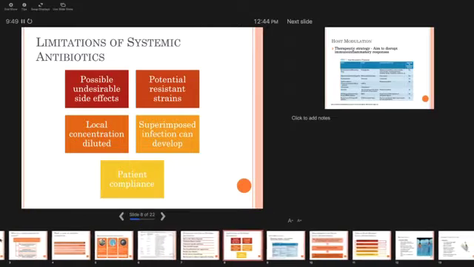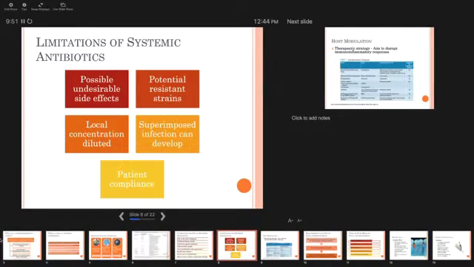Now, of course, there's limitations, as there are with anything. Some of the limitations with systemic antibiotics are possible undesirable side effects. I know when I did some systemic antibiotic use, we really had to make sure that patients understood the need and importance of certain additions to their diet, especially making sure they didn't take antibiotics on an empty stomach, because they were some stronger antibiotics that we were giving them and they could make them feel sick if they had an empty stomach.